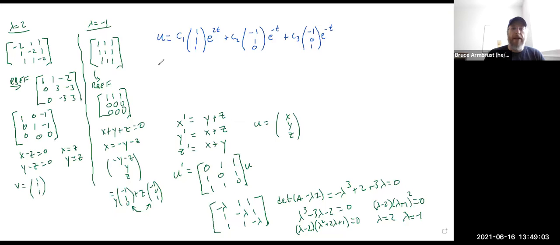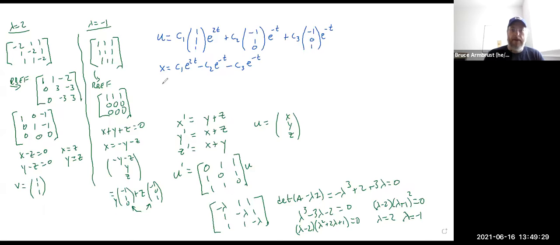If we wanted to separate it out as x, y, and z, which you might want, we'd have x is equal to c1 e to the 2t minus c2 e to the minus t minus c3 e to the minus t. So I'm just reading across the top.